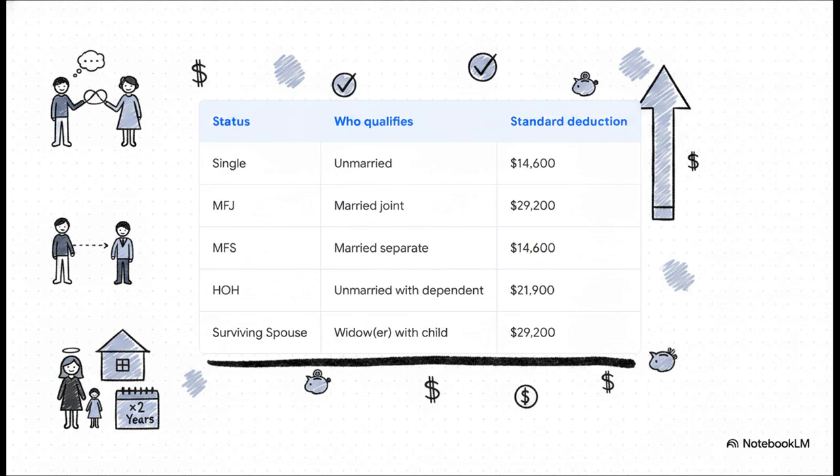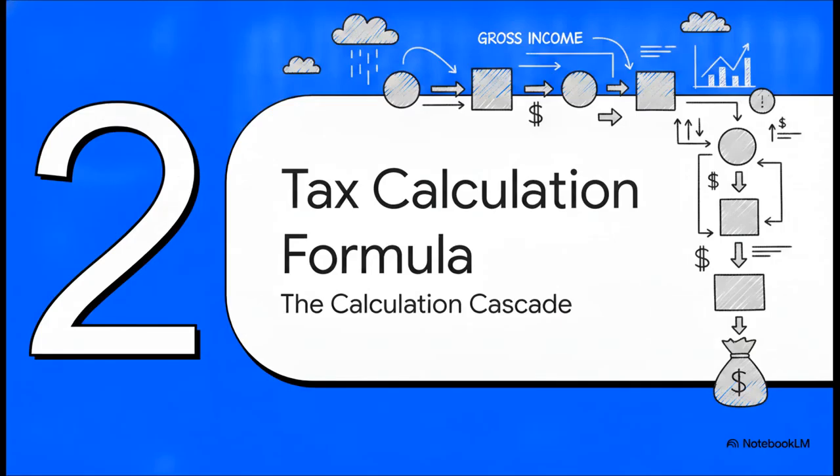But hey, look closely at that bottom row. This is super important. A qualifying surviving spouse, which is a widow or widower with a dependent child, actually gets to match that married filing jointly standard deduction of $29,200 for 2 full years after their spouse passes away. Like I said, this choice determines your starting deductions, so getting it exactly right sets the tone for the whole shebang.